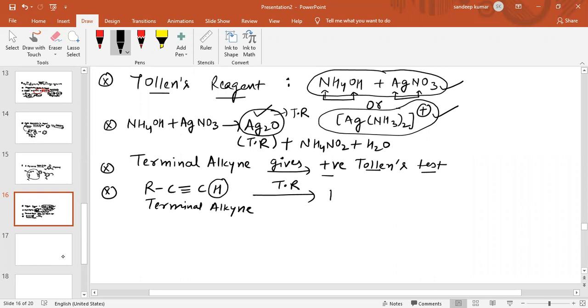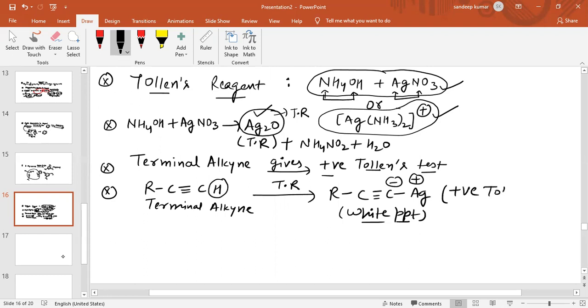So the product obtained is RC triple bond C, and silver will be attached at this position, so Ag plus and C minus. This is basically the white precipitate obtained. So the white precipitate confirms the positive Tollens test of alkynes, terminal alkynes. Okay. Now it is easy to understand for you.